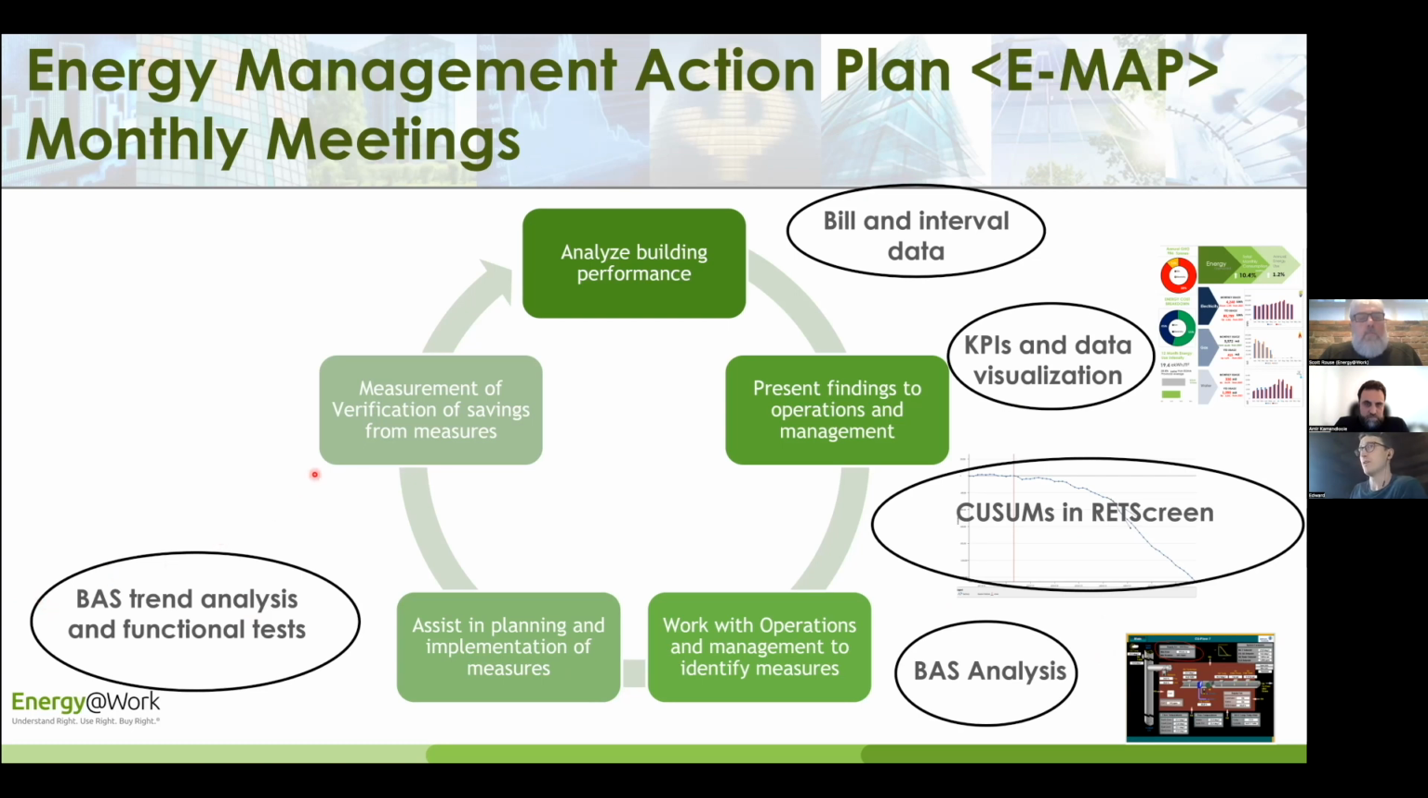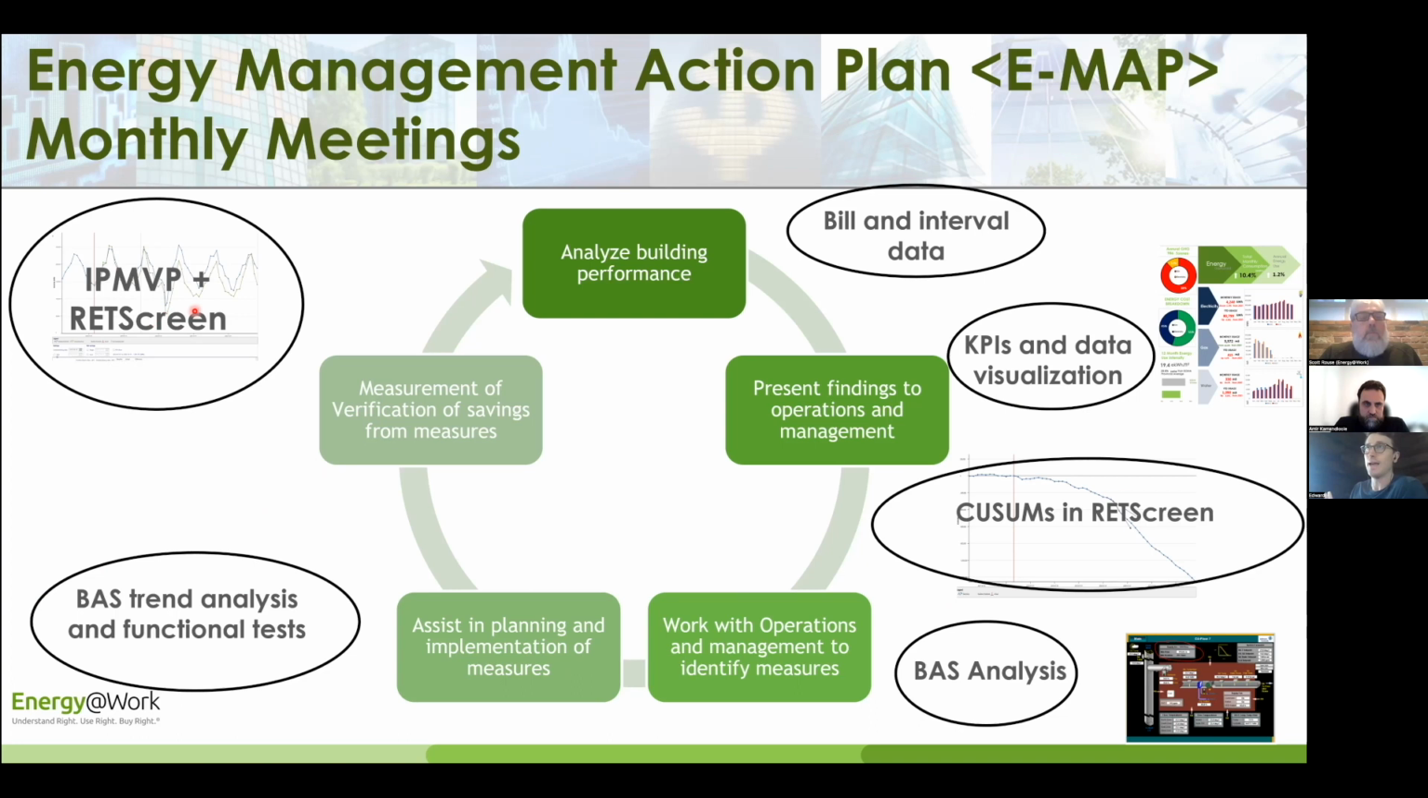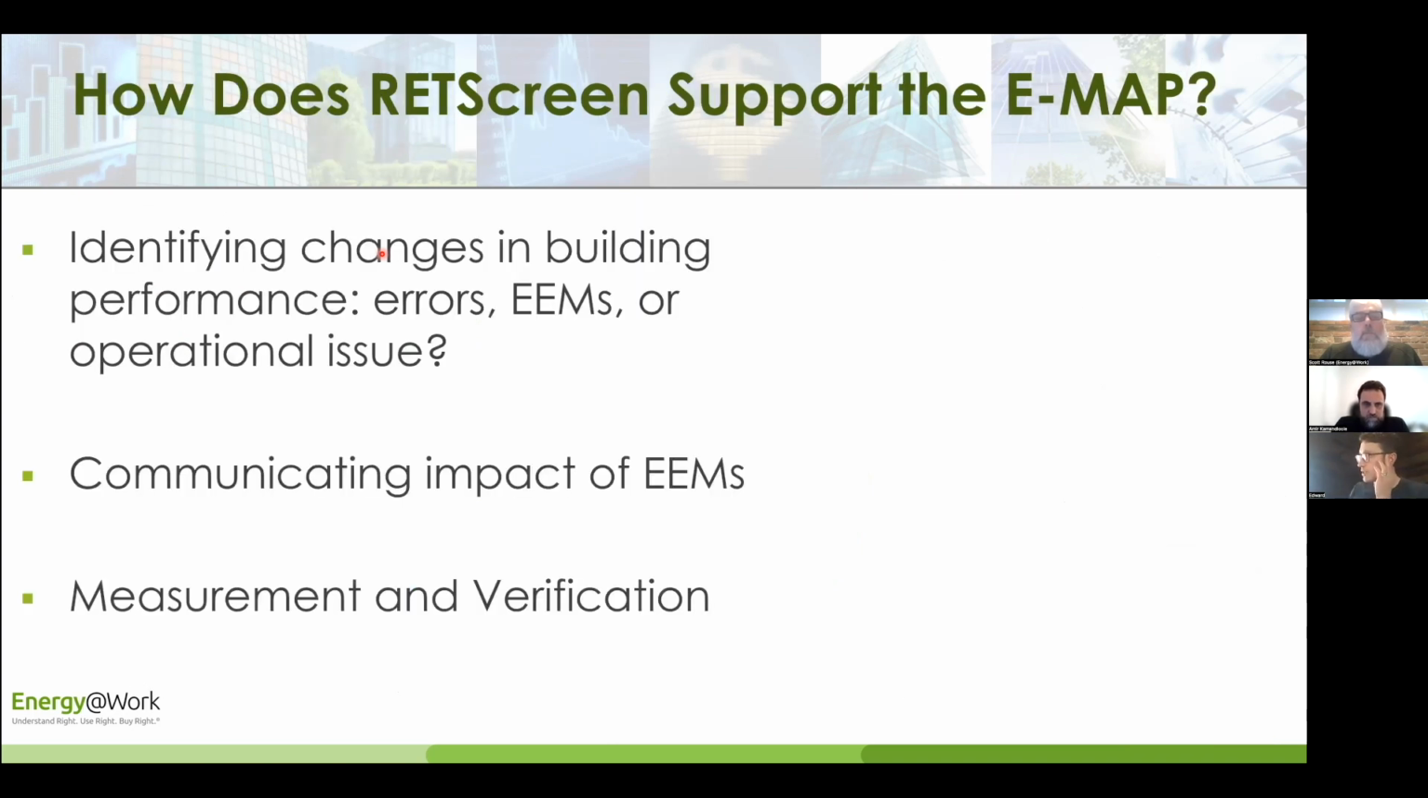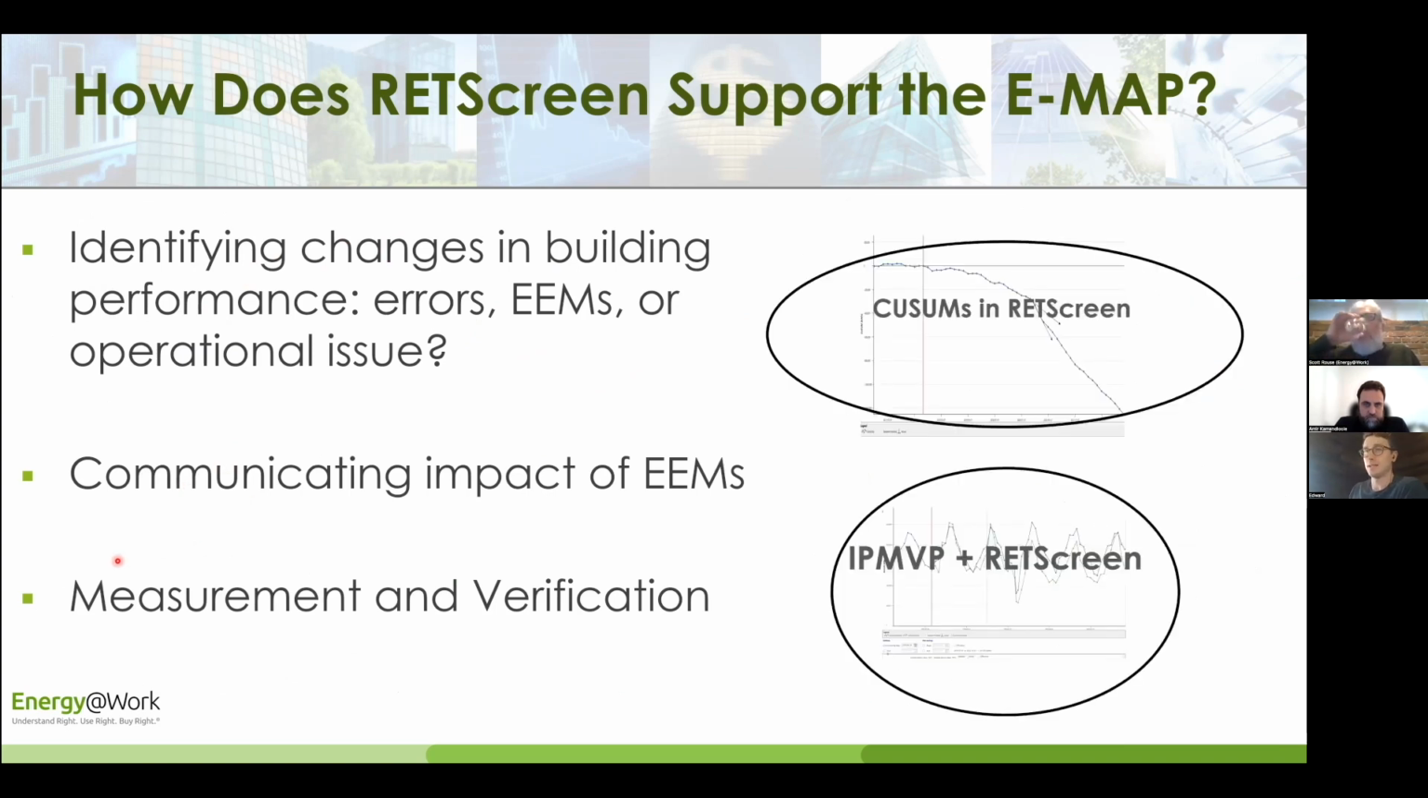When it comes to measurement and verification, it's really a combination of RETScreen and IPMVP. So RETScreen helps in various points in the cycle, and I can dive into those in a bit more detail. So I think it breaks down into three categories. So one is identifying changes in building performance. And these could be data errors, they could be energy efficiency measures, or changes in operations. They help with communicating the impact of EEMs. And then finally, RETScreen helps with measurement and verification.